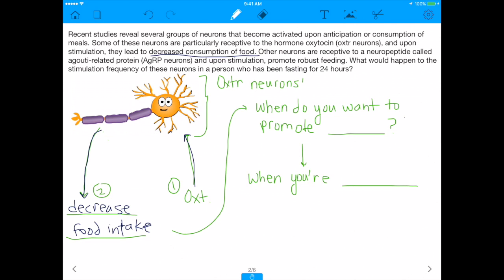So now if you really want to understand this, when do you want to promote this aspect of decreasing food intake? When do you want to decrease your food intake? If you were to think about when these neurons would want to be active, believe it or not, you'd want to decrease your food intake when you're full, right? Let's say you just ate a big meal and you literally feel so stuffed. That's when these neurons would be active, right? Because that's when these neurons would be like, okay, buddy, you've eaten so much, you should probably stop eating now because you are full. So you want to promote these neurons when you're full, right?